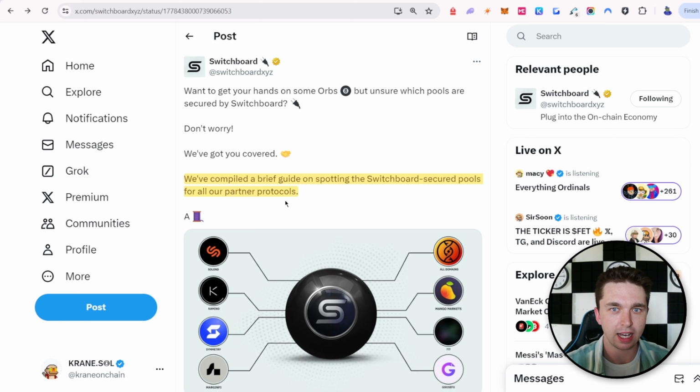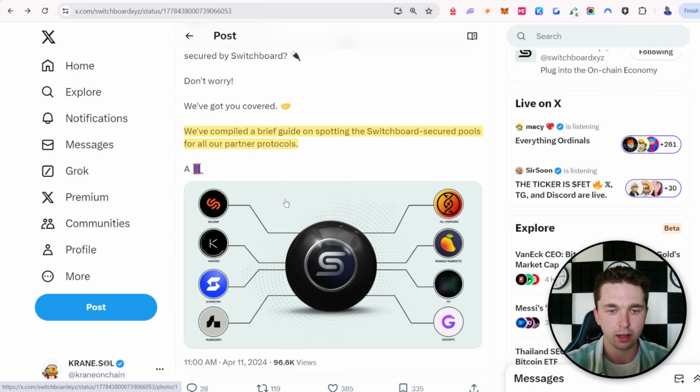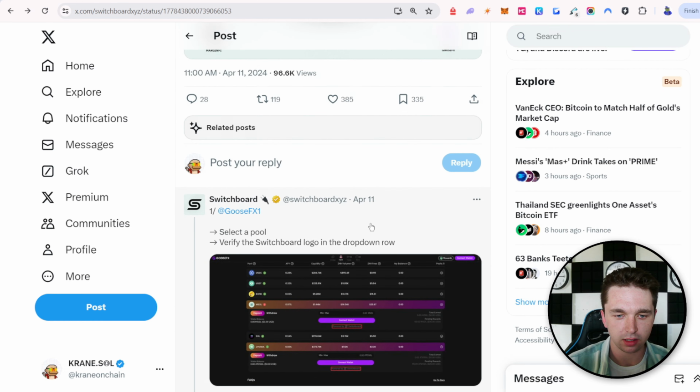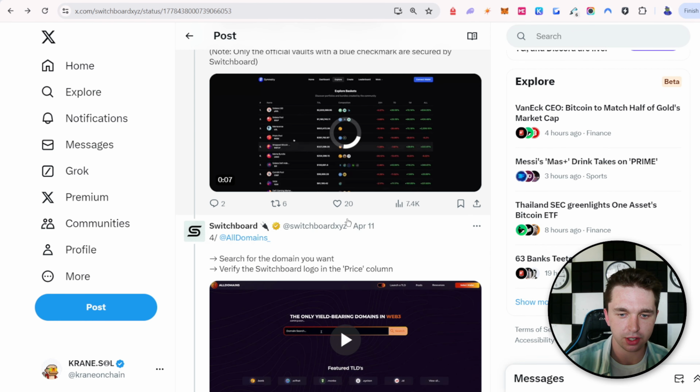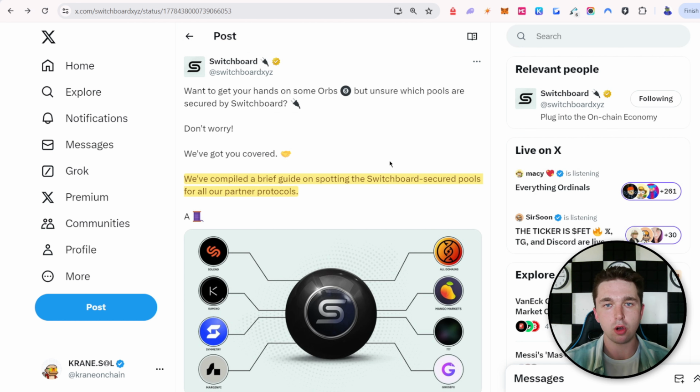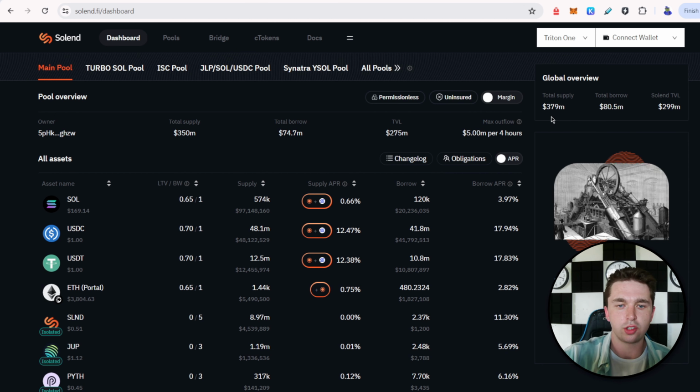If you need a more detailed guide on how to use every single one of these protocols that are listed for the airdrop, you can check out this thread that was made by Switchboard. I'm not going to go over it all right now, but we will go on to Solend. So I'm already farming the Switchboard airdrop by using MarginFi and Camino. I've made different videos on those before, so if you want to check those out, feel free to check out my YouTube channel. You'll see them on there.